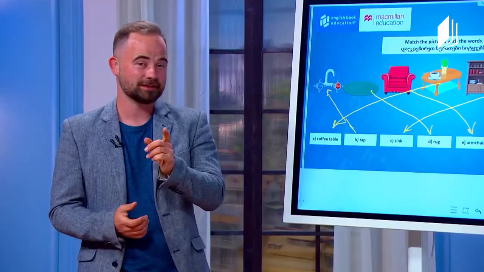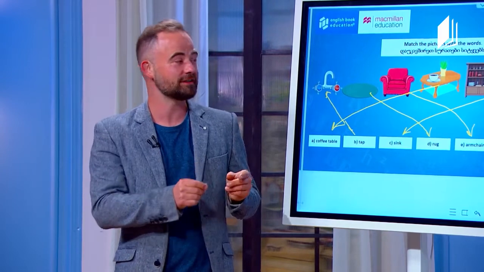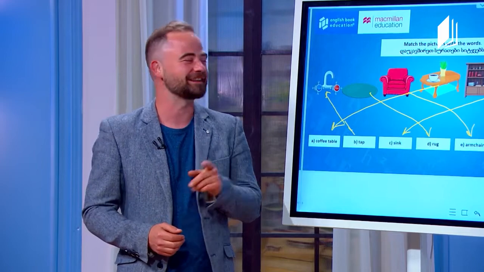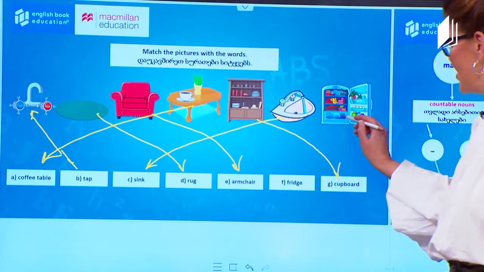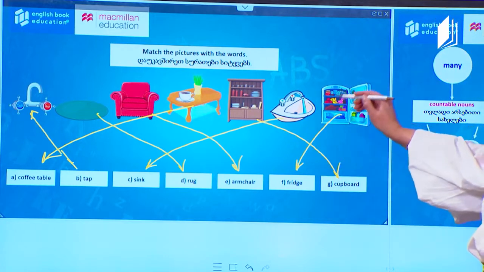A sink. And the last one, this looks like somewhere we put food inside to keep it cold. So that's right, that's a fridge. Fridge, it is letter F, and we match this picture with the word fridge.